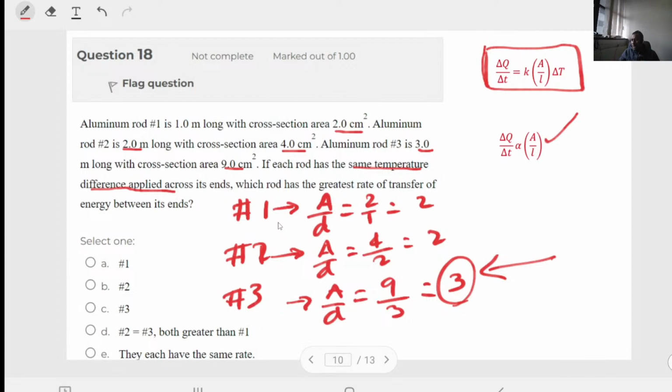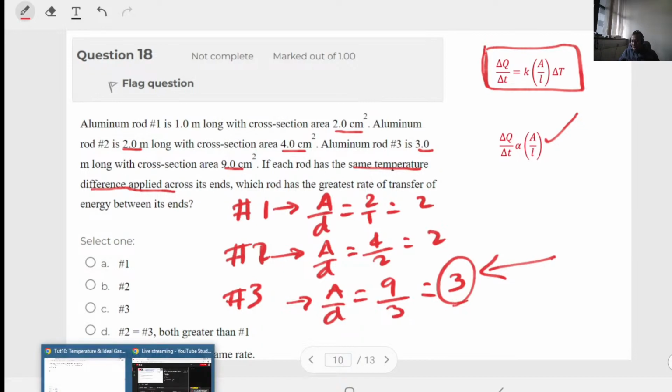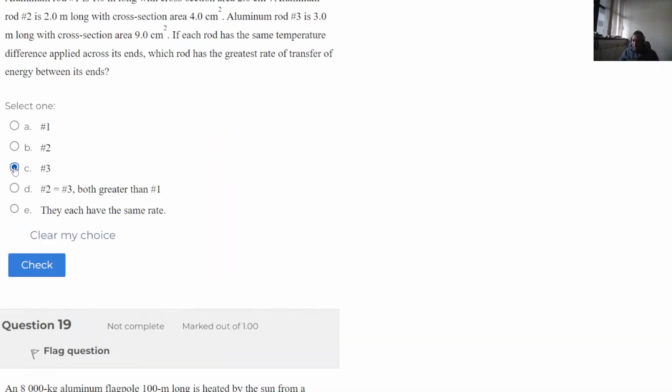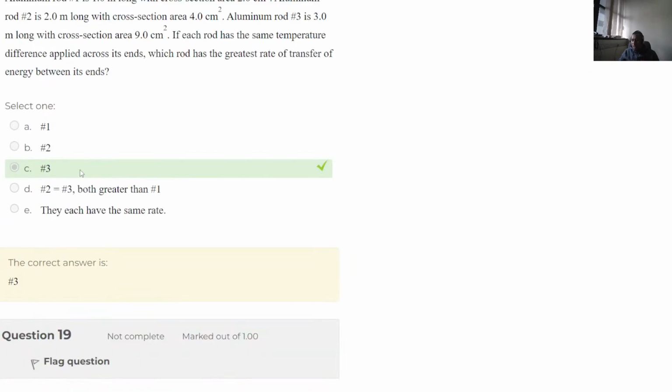For rod number 1, area is 2, length is 1, I got 2. For number 2, am I right? Yes, 4 divided by 2, which is 2. For number 3, 9 divided by 3, which is 3. Therefore, this one must be the one that takes heat very quickly. Let's go check. Is it the third one then? I said 3. Please don't make me struggle. Yeah, 3 is correct. Excellent.